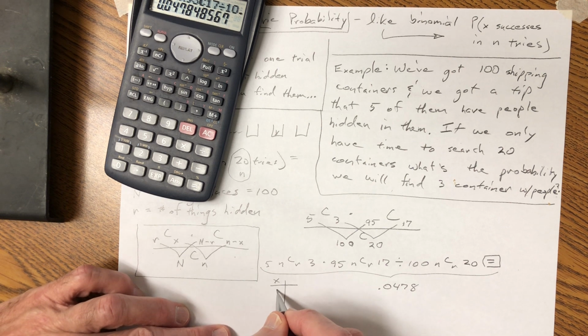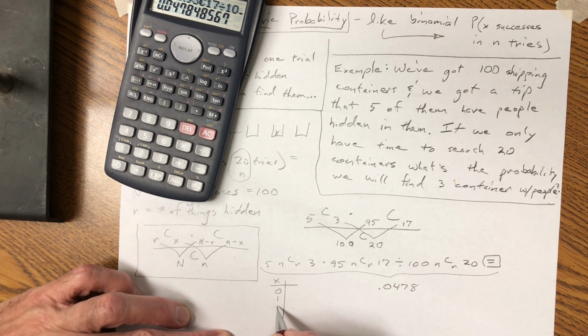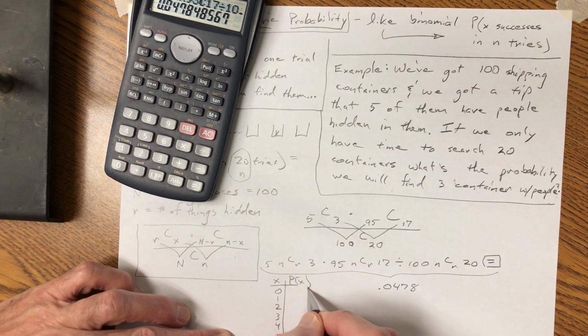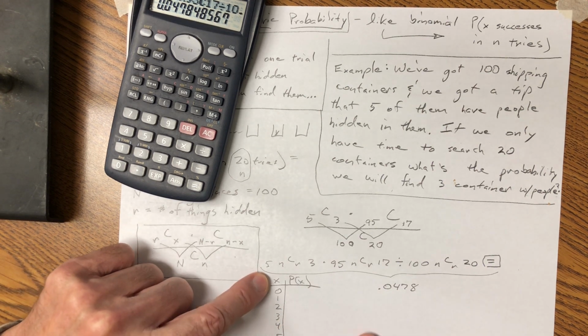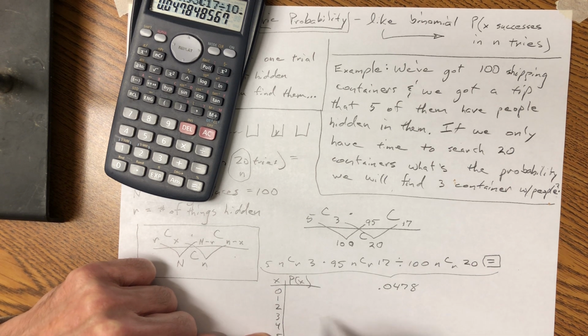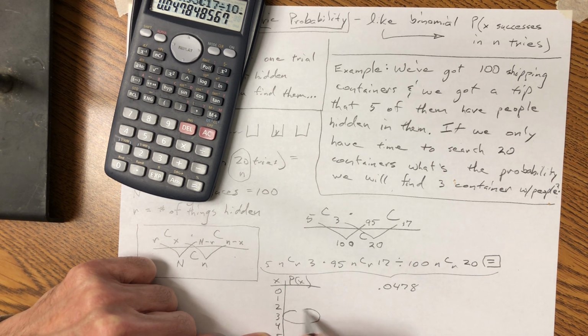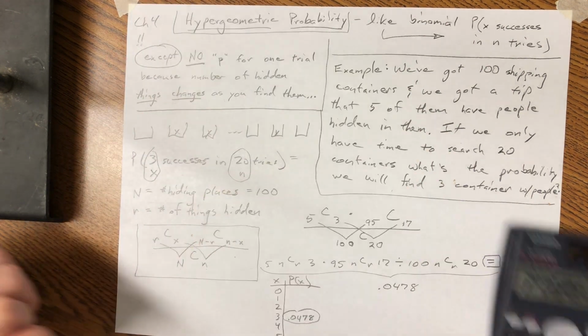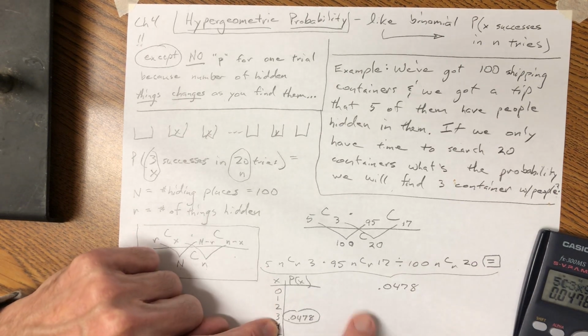We could find no shipping containers, 1, 2, 3, 4. We can't get more than 5 because there's only 5 containers that have people. So X here can start at 0. We can have no successes and go up to 5. What we found was the probability of 3, which is 0.0478. Okay? And you could fill in these others using the same thing.